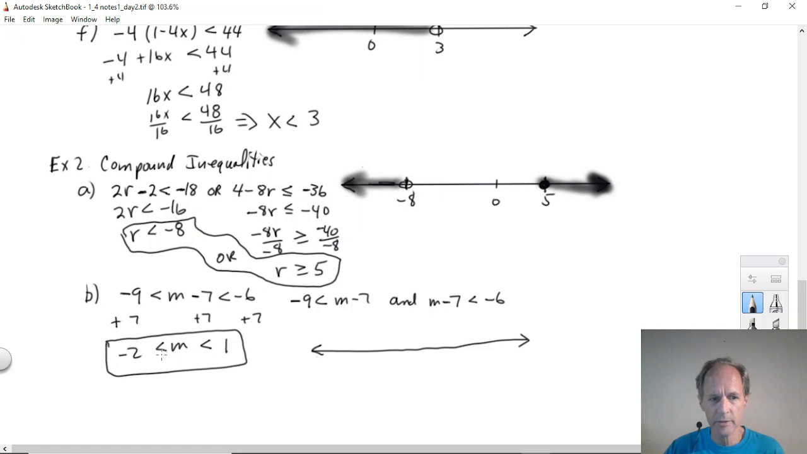We know m is between negative 2 and 1, and put a 0 there, 1 there, and both of those are less than signs, rather than less than or equal, so that these points are not included, but everything in between, because negative 2 is less than m, which is less than 1. So we'll shade that.